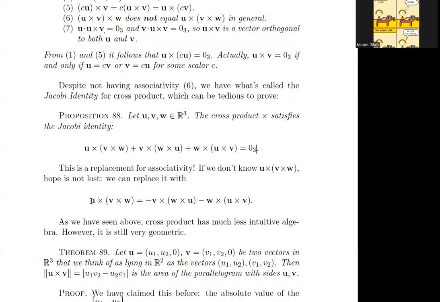And we could use it by, if we don't know how to do v cross w, but somehow we know w cross u and u cross v, then we could replace this left-hand side with the right-hand side. And I think that's really interesting.